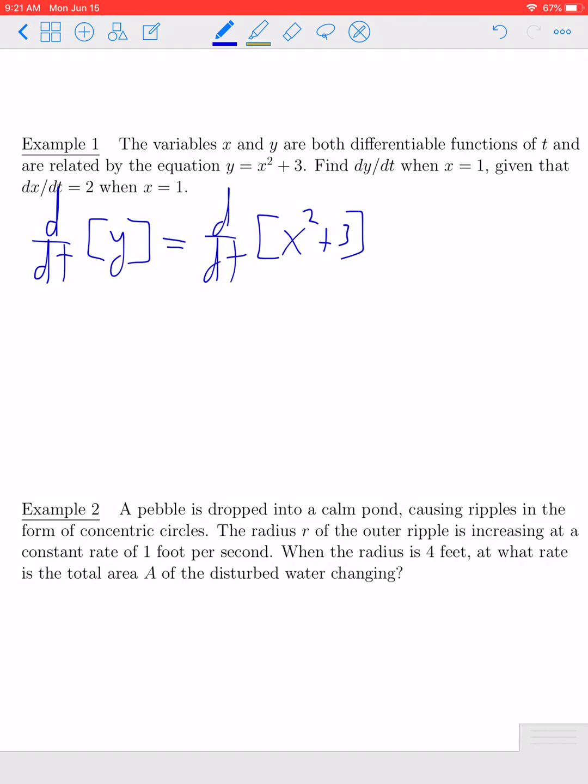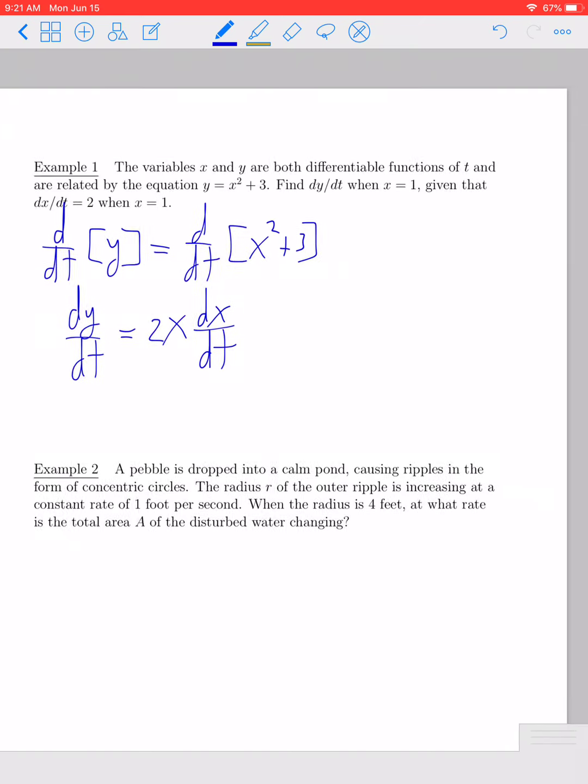The derivative of y with respect to t, we call that dy/dt. This is equal to the derivative of x squared. Well, we know that that's 2x, but because x is a function of t, from the chain rule, we need to multiply by the derivative of x with respect to t. That's the quote-unquote derivative of the inside part, and that's dx/dt. The derivative of the constant 3 would simply be 0.